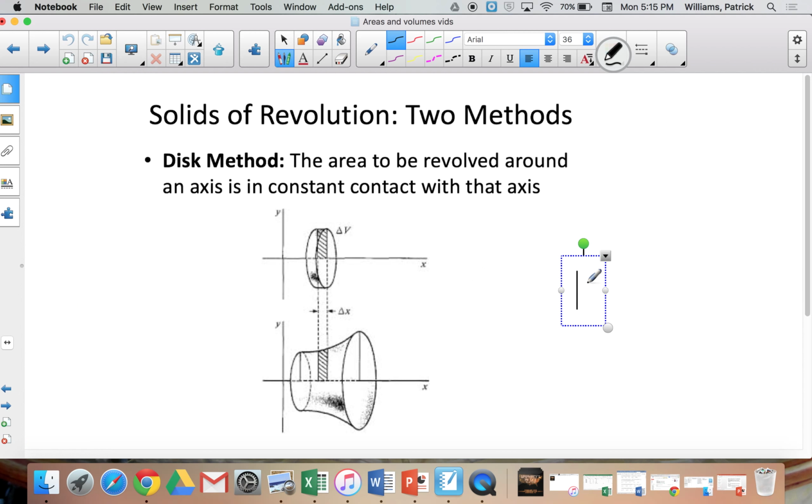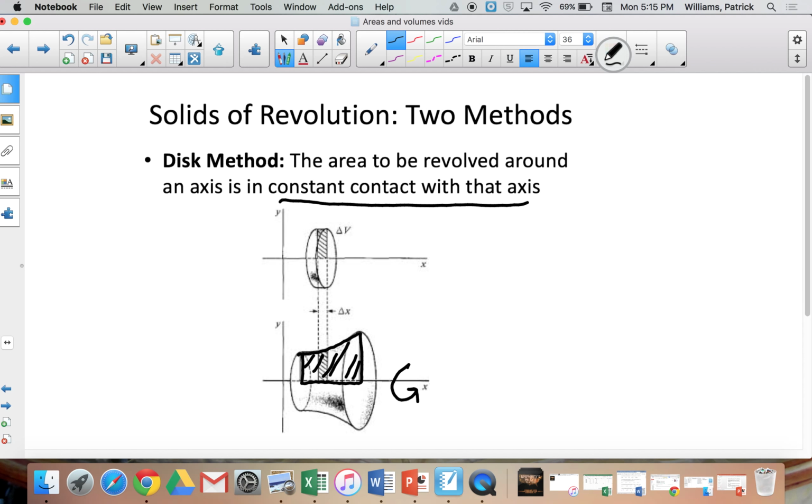Okay, anyway, so the first method is called the disk method. This is when we start out with a region. In this case, you can see they've outlined this region right here. Okay, so that area looks like this. Again, we're spinning it about the x-axis, and because we're spinning this about the x-axis, that region, which I just shaded in black, is actually in constant contact with that particular axis. So therefore, when we spin it, we get this solid looking shape right here.